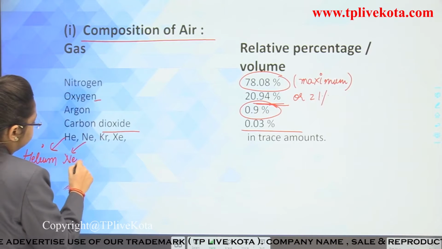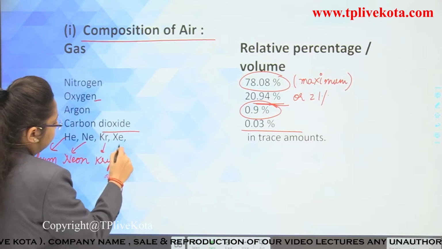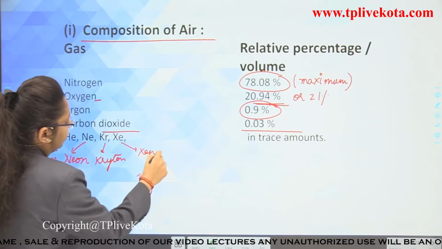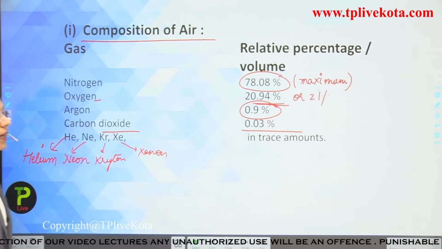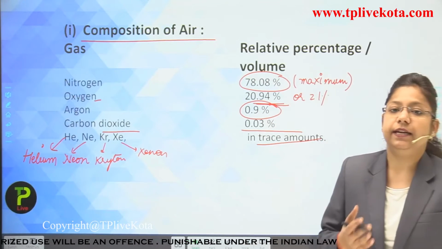Helium, neon, krypton and xenon. Okay, so these are what? Inert gases. They are present only and only in trace amounts. Trace amount means in very little quantity.